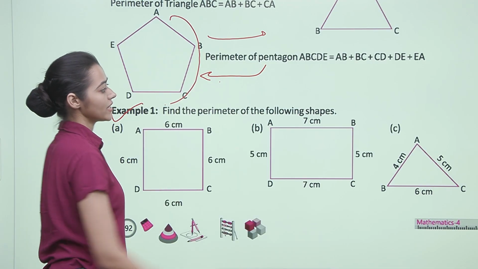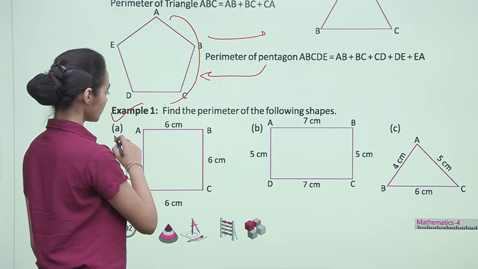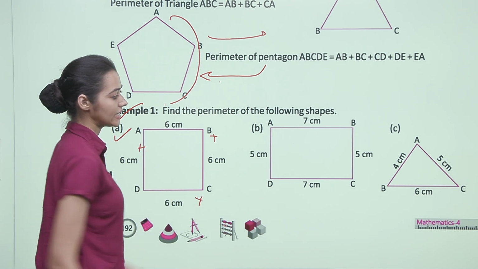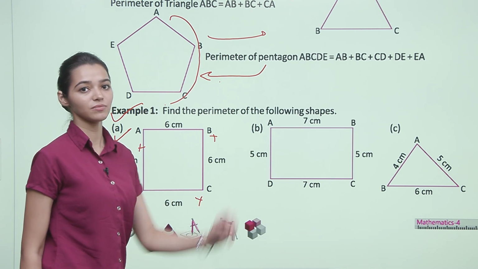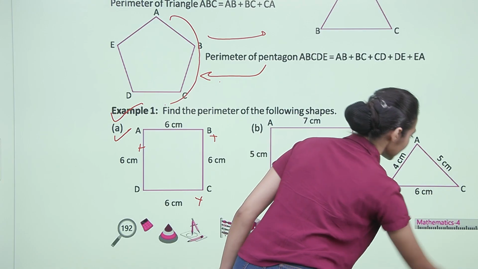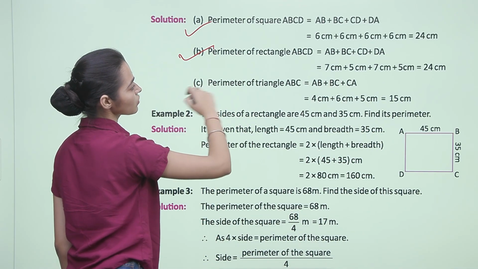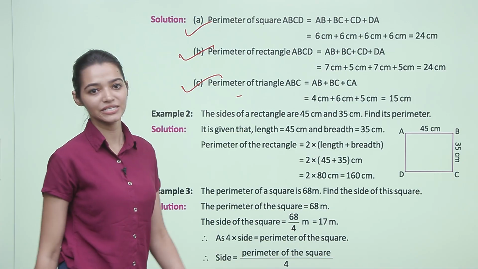For example, we have to find the perimeter of the following shapes. In the first one, we will sum all of the sides. Again, in the rectangle, the sum of all sides. In the triangle, the sum of all sides. So the perimeter of the square is 24, the perimeter of the rectangle is 24 and the perimeter of the triangle is 15 centimeter.